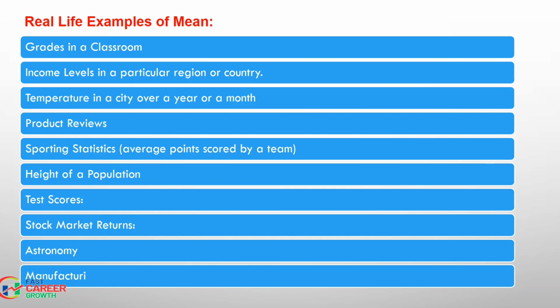Next, mean is used in manufacturing. In quality control, the mean measurement of a product's dimensions can be used to check if it meets the desired specifications. These examples demonstrate the wide range of applications for the mean as a summary statistic, providing a useful way to describe central tendencies in various fields and situations.